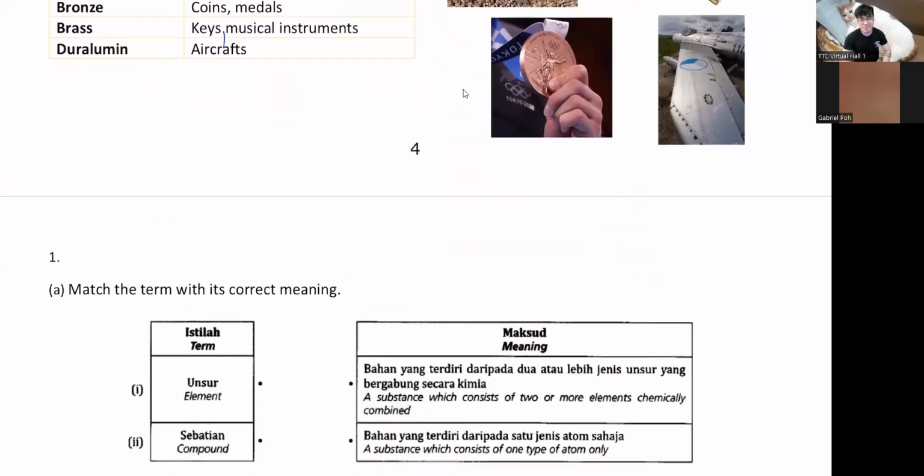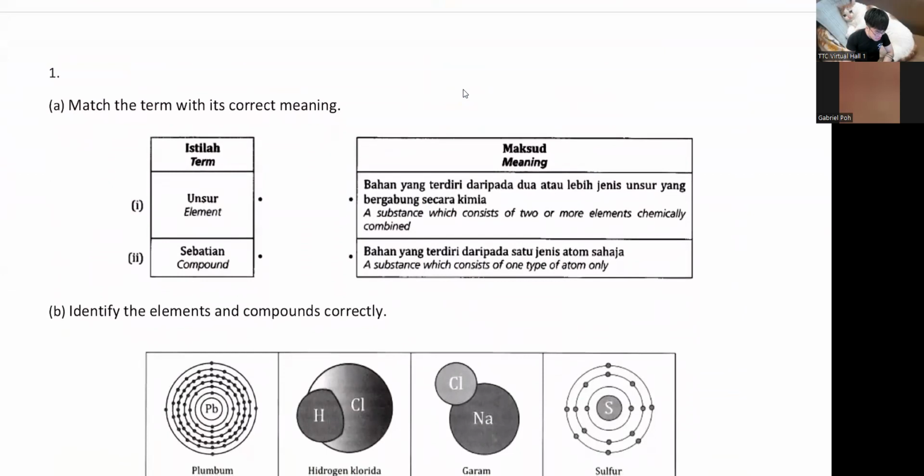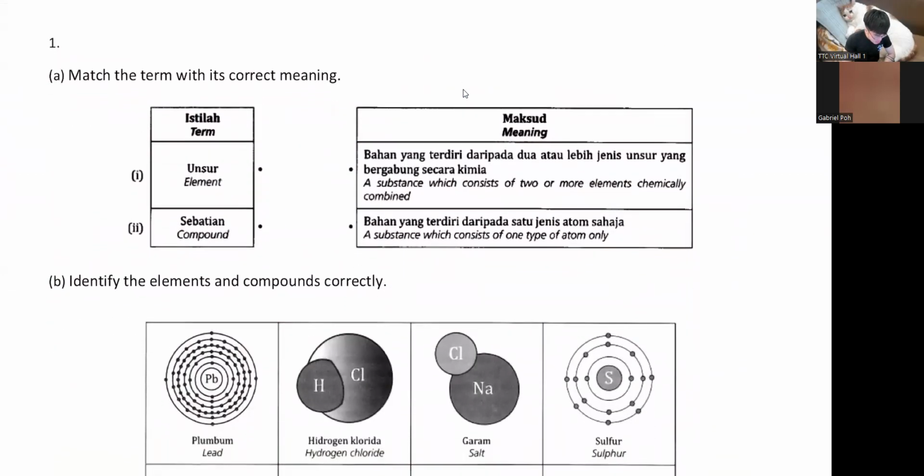All right, so that's about it. Very easy chapter. So I'm just going to fly through this. So A, match the term with its correct meaning. By the way, we're on page 5.